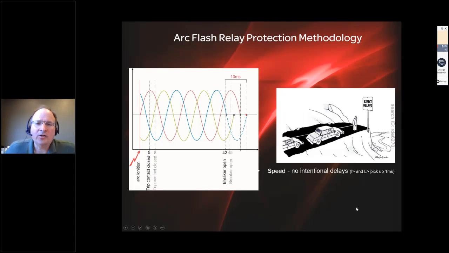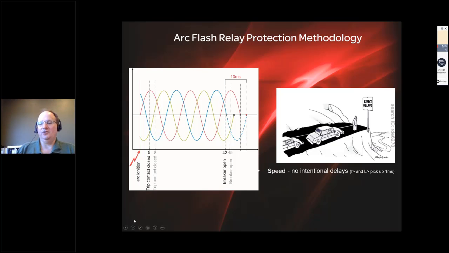When we look at the protection methodology for arc flash relays, really the philosophy here is about no intentional delays. We have arc ignition, a trip contact closed, and then either a breaker is going to open or an arc quencher device is going to close, or both. And so the philosophy of all arc flash relays I'm going to show you today follows this basic methodology of looking for light, looking for a rapidly changing current with respect to time, and then very quickly asserting an overcurrent protection device and/or an arc quencher.